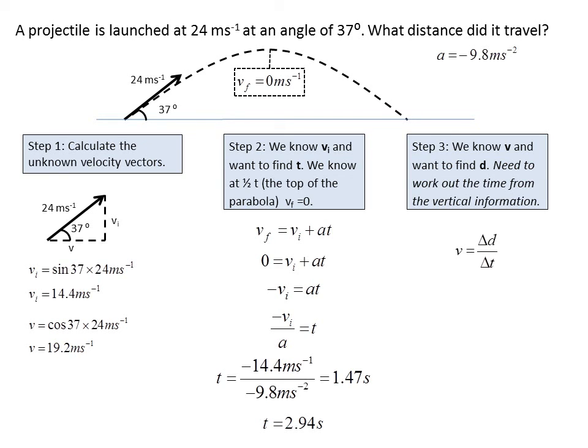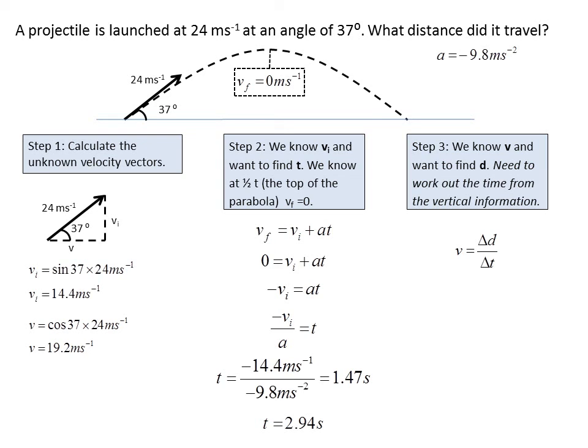Now, when we're working out the horizontal distance, we always just use this simple equation, the velocity equals change in distance over change in time. The reason we're able to use this equation is our velocity is constant, it never changes. We never use this equation with our vertical velocity because it's constantly changing.